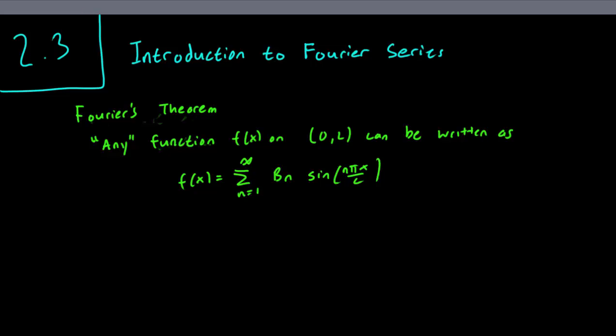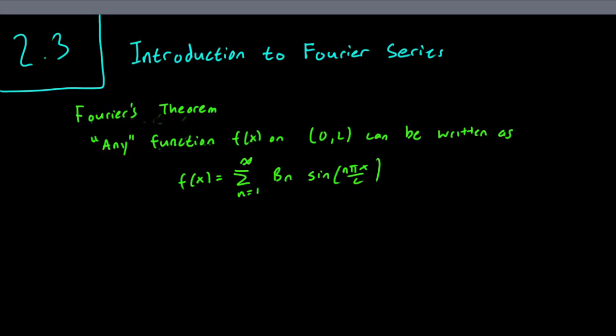Hello class, this is section 2.3 and this video will be an introduction to Fourier series. Fourier's theorem says that functions f(x) on 0 to L can be written as sums of sines. This statement of the theorem is a lie, it's not exactly correct. We'll discuss Fourier's theorem in greater precision and detail in chapter 3, but for now just think of Fourier's theorem as this principle: you can write a function on 0 to L as a sum of sines.